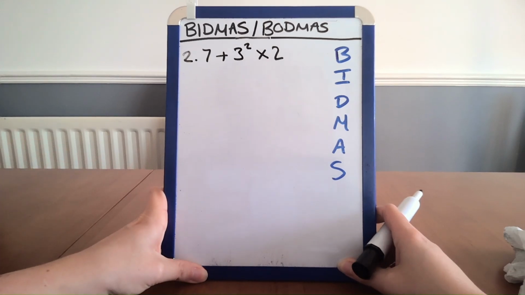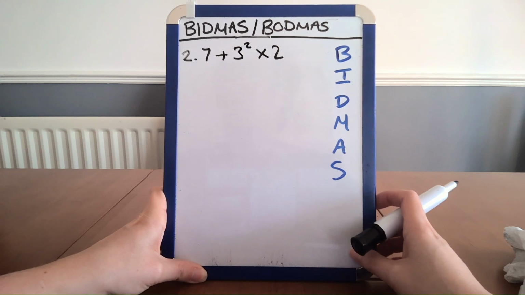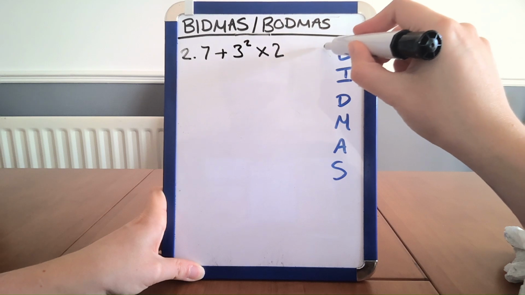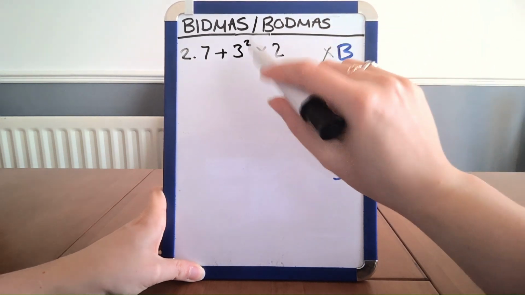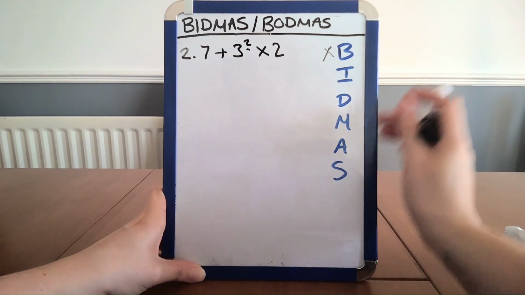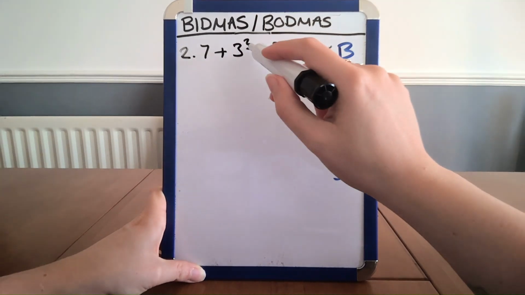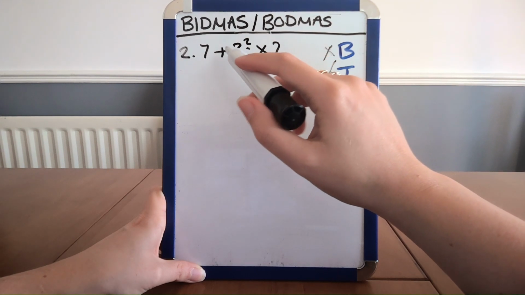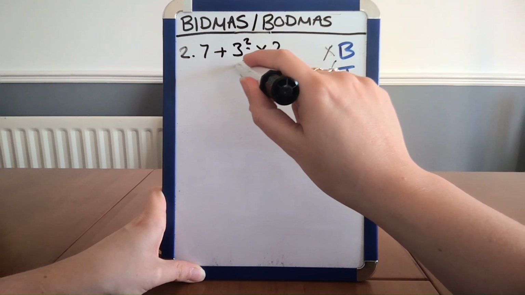Our second question is 7 plus 3 squared times 2. Now there aren't any brackets. There are indices, however, which is this. So this is the 2, which means it's squared. So what the squared means is 3 times 3. So we would do 3 times 3 is 9.